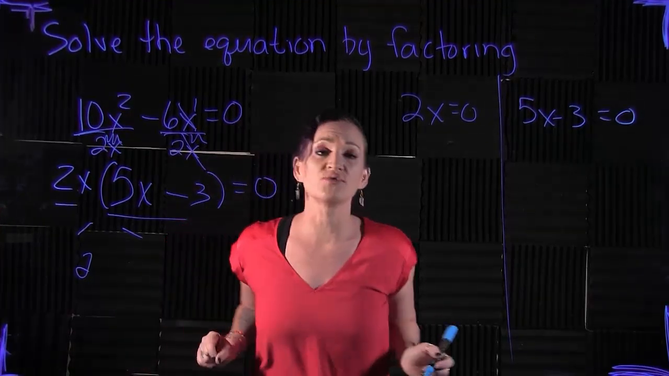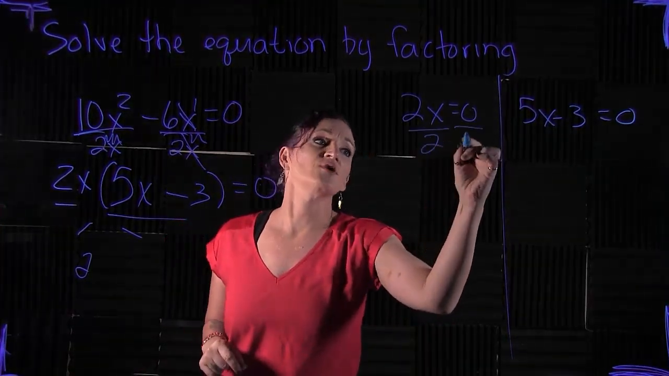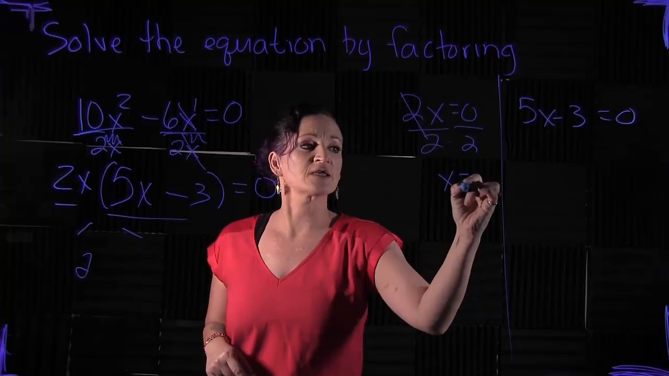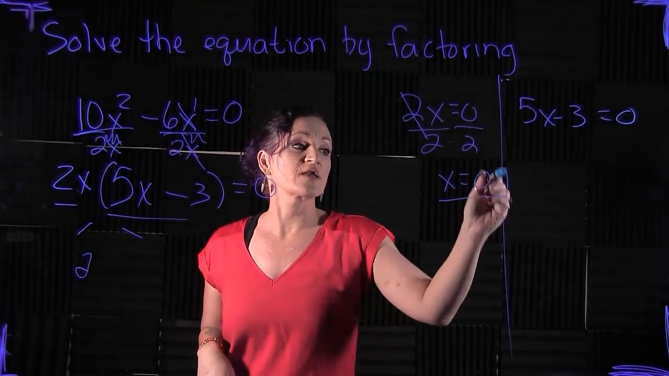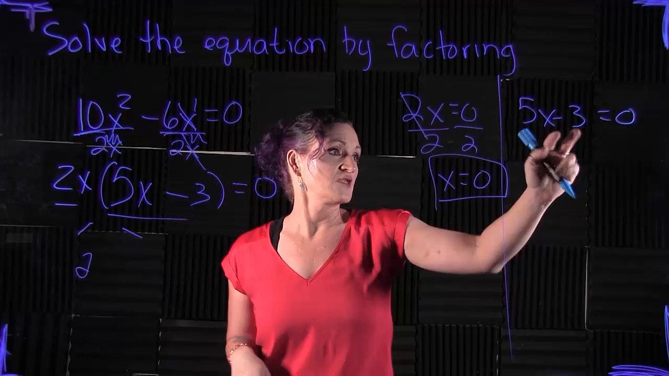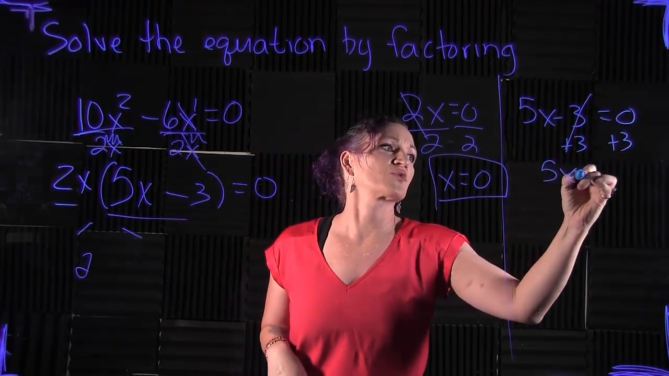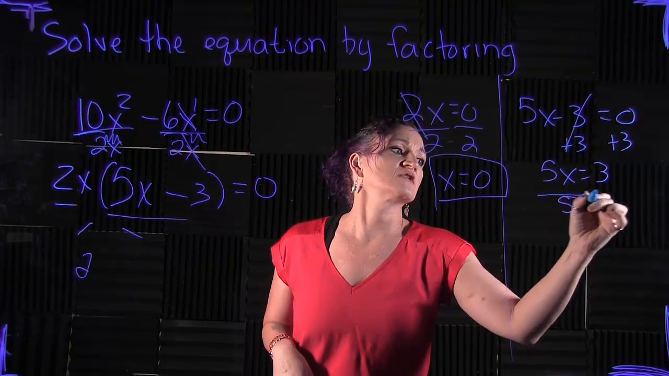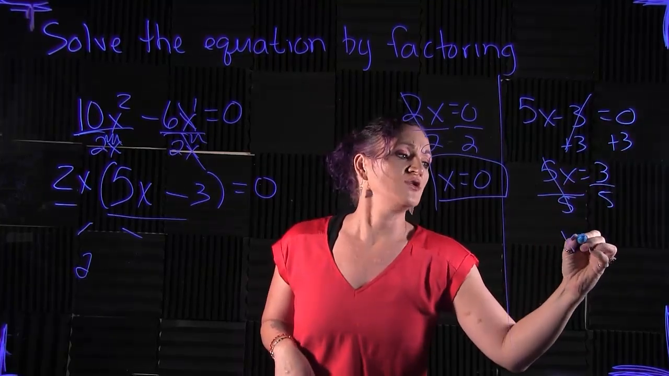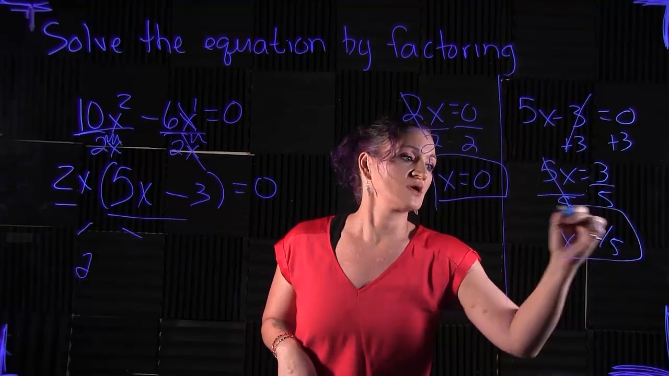Treat them as if they're their own equations. For this one, all you have to do is divide by 2 and you get that x is 0. That is one of your solutions. This other one over here, solve the equation. So add that 3 to both sides, divide by the 5, and you get that x is equal to 3/5.